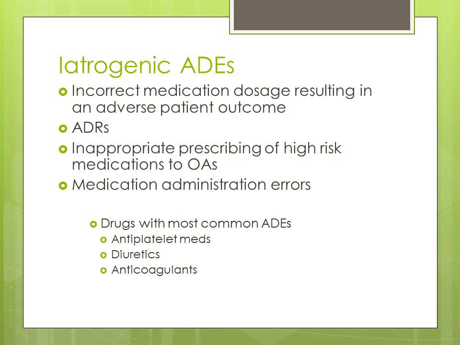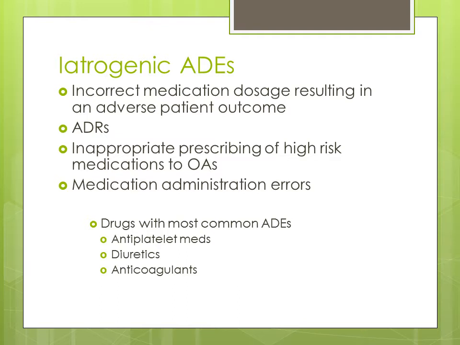Older adult patients typically need lower doses of medications to help prevent adverse drug events. Adverse drug reactions is another type of iatrogenic adverse drug event that occurs among hospitalized older adults. The inappropriate prescribing of high-risk medications to older adults is another type of adverse drug event. And then medication administration errors fall under this category as well.